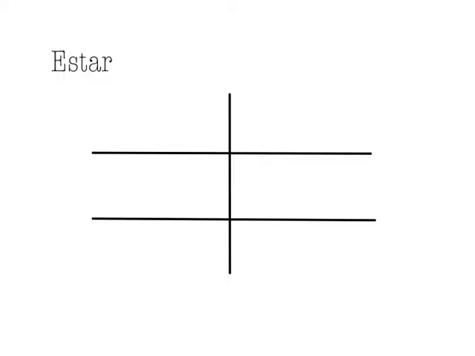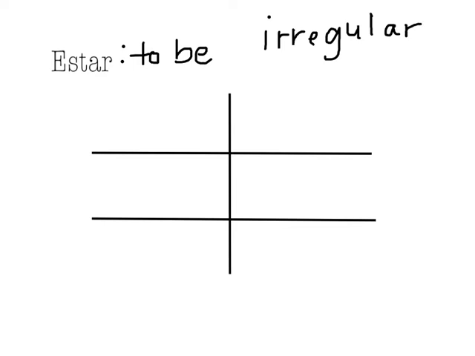The verb estar means to be. There are two ways actually to say to be, and we're going to talk about when we use estar. But the big thing that I want you to know about estar is that it is irregular. The verbs that we have learned up to this point are all regular verbs, but estar is irregular, and we're going to talk about what that means.